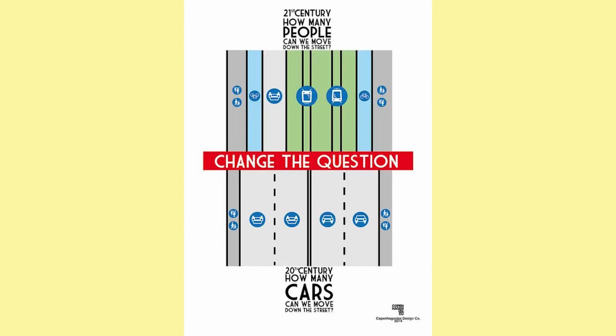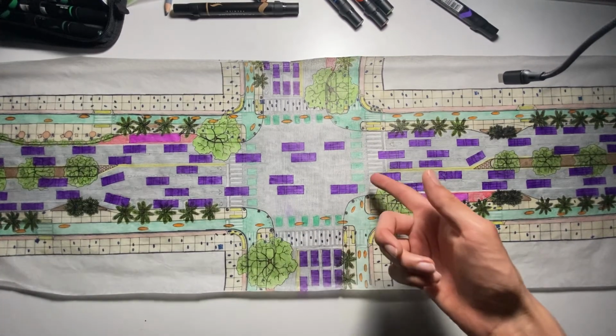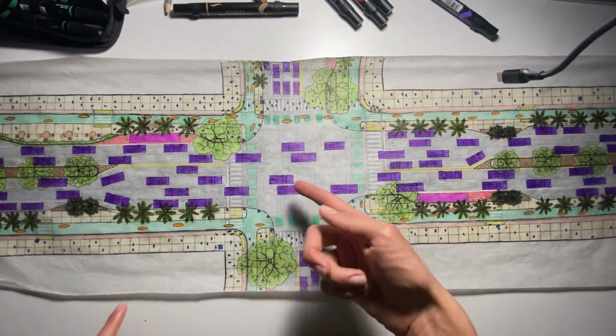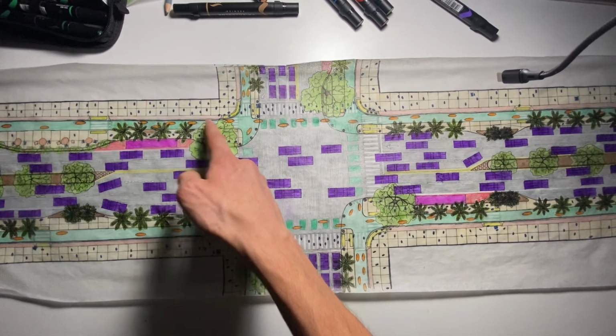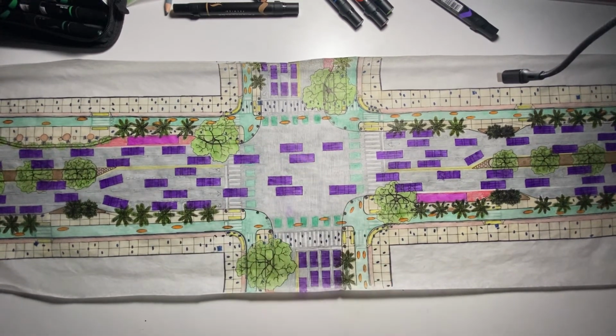I saw this, I think it was on Pinterest or something, where somebody said we need to change the question when we're designing our streets. Instead of asking how many cars can we fit on the street, or how many cars can we allow to pass as fast as possible, change the question to how many people can we move on our streets. Because when we change the question to how many people, we're not just designing for cars. Now we're designing for the people. Because at the end of the day, the people are the ones who drive the cars.